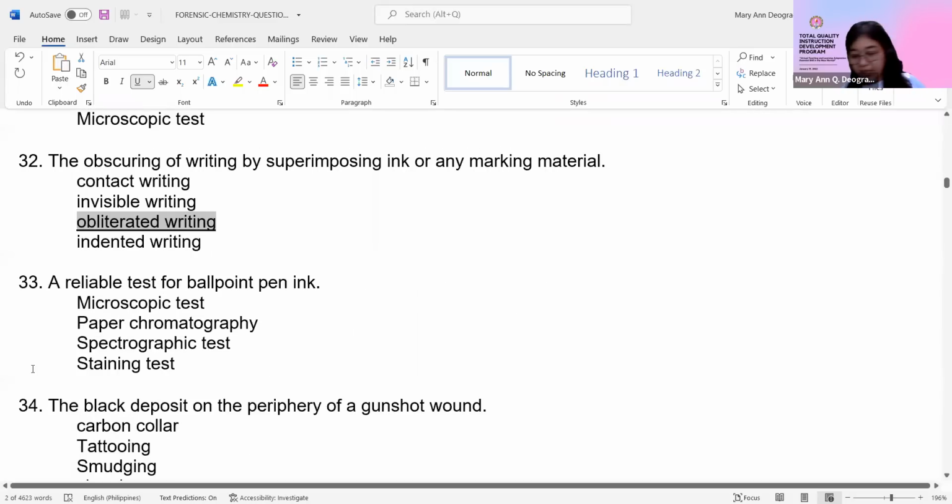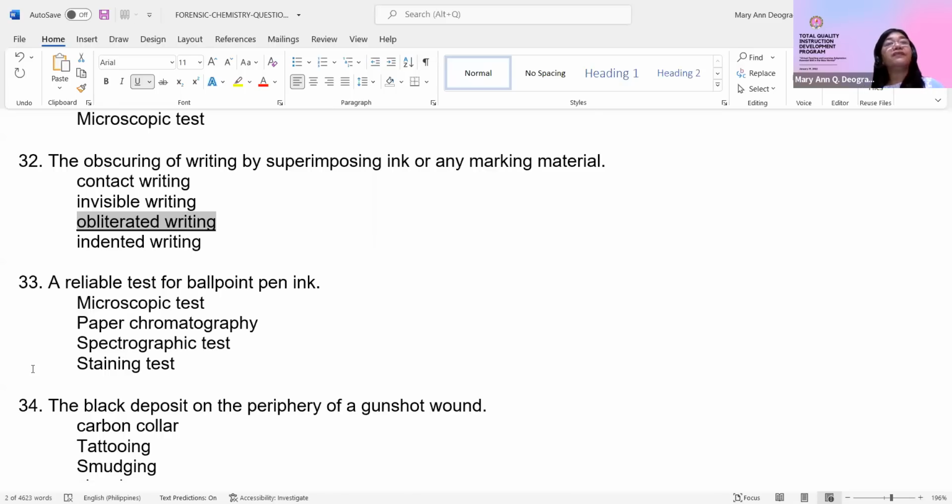O yan, nandun kanina sa taas yan. It is for a reliable test for ballpoint pen ink. It is paper chromatography. Nabaliktad lang yung question dyan.